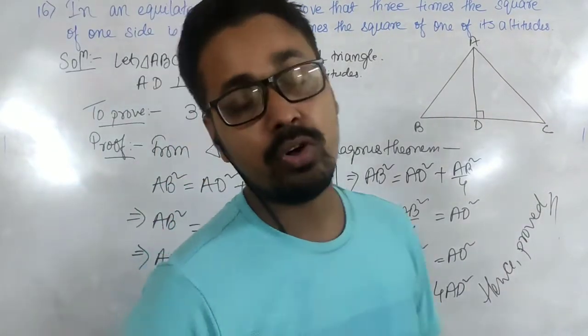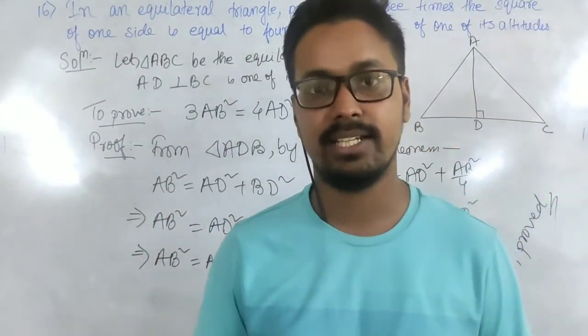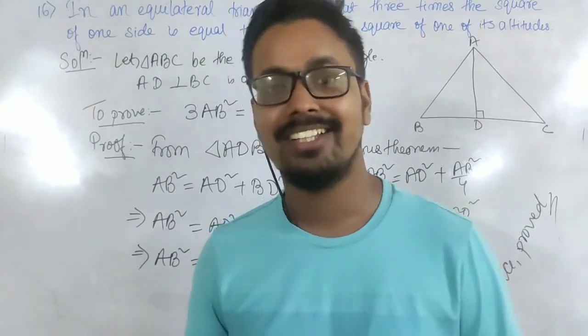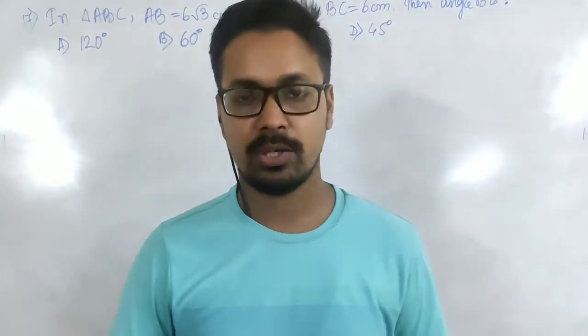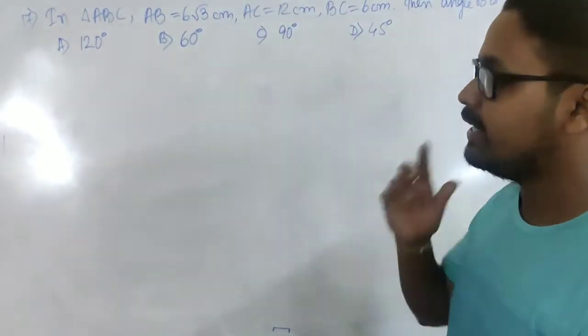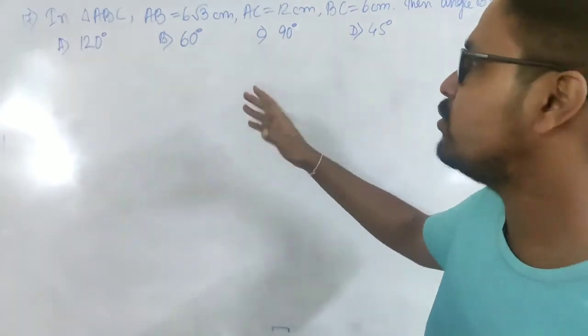Let's move on to the last sum of today, the last sum of the exercise, and in fact the last sum of the chapter. This is question number 17, another very easy sum. So we are on to the last sum of the chapter and the last sum of the exercise. It's a very easy sum. We have to just find out the value of the angle.